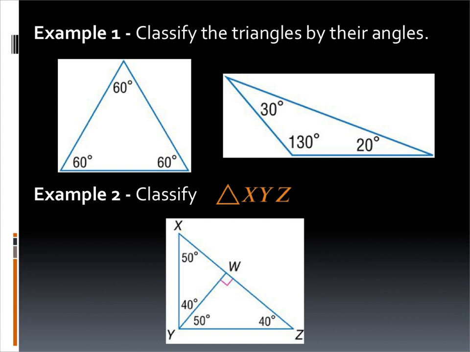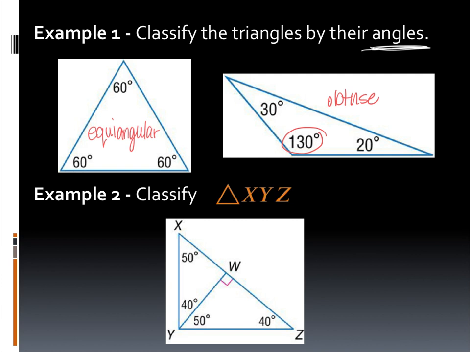So I hope you actually took some time to pause, and let's take a look. Now remember, in this particular case, we are classifying triangles by their angles. In this first triangle, all the angles are 60 degrees. And if we're classifying them by angles, then this is equiangular. In the second triangle, we have 3 angles: a 30-degree angle, a 130-degree angle, and a 20-degree angle. There is at least 1 angle that is obtuse. So this is an obtuse triangle.